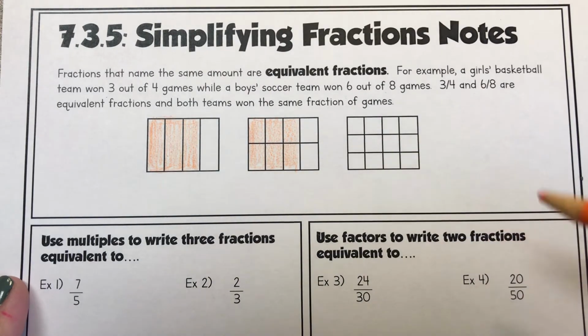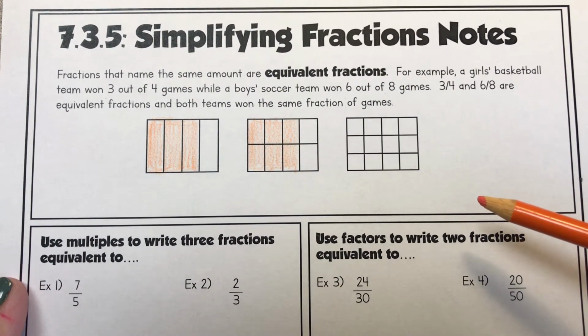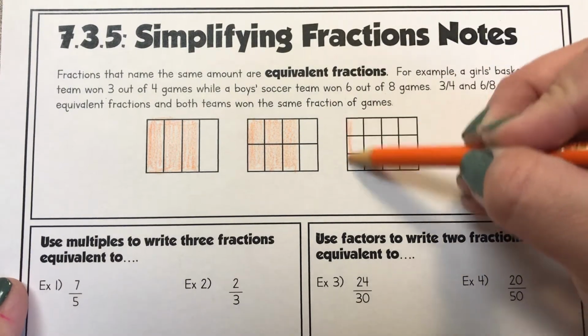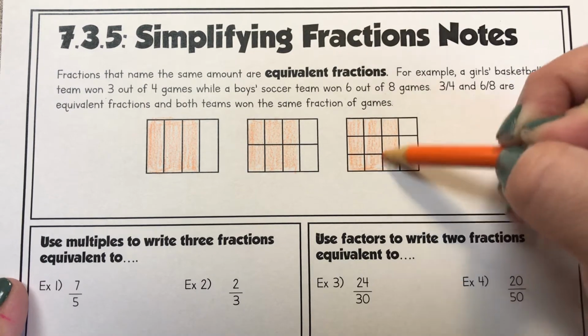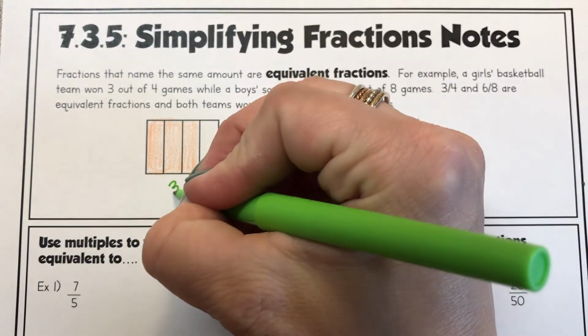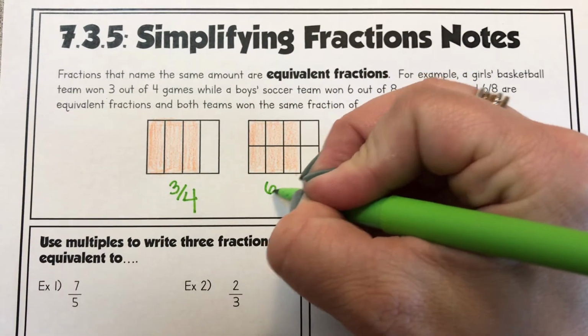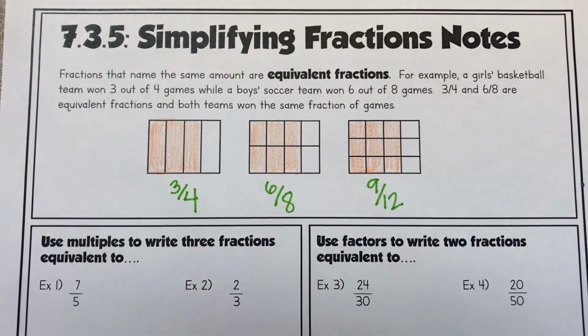So what if there were 12 games? Let's say there's a baseball team. How many games would they have to win for it to represent the same thing? 3, 6, 9 out of 12. Okay, so 3/4, 6 over 8, and 9 over 12 all mean the same thing.